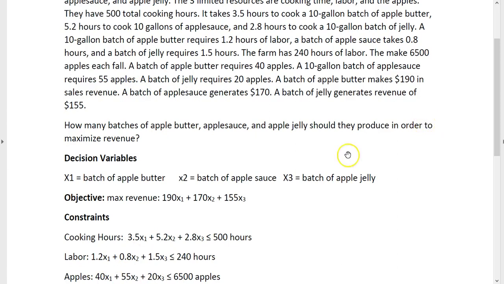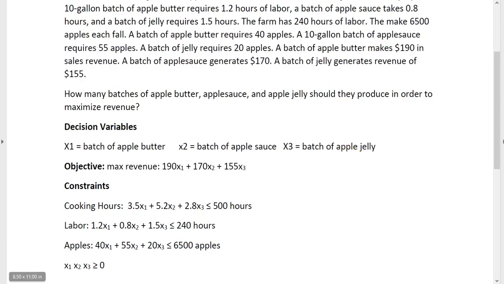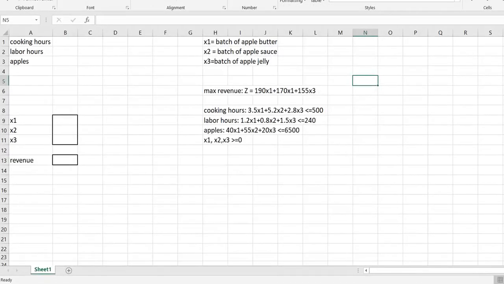Okay, and our objective this time is max revenue. Revenue is different from profit. Our revenue is 190 for butter, 170 for sauce, 155 for jelly. So 190, 170, 155 is our revenue. And of course, X1, X2, and X3 are greater than or equal to 0. Okay, so let's solve.